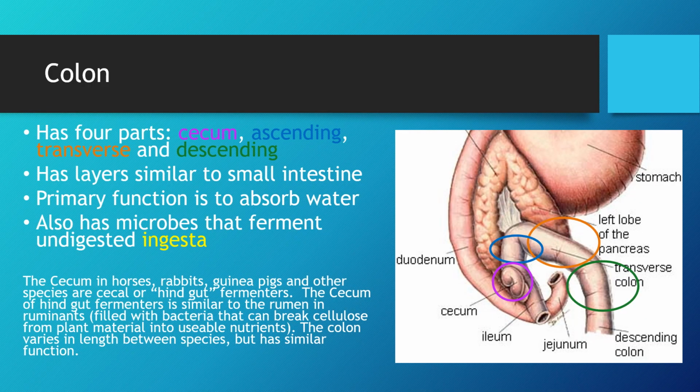So then there's the colon. We're almost done. Don't worry. I know this is a long show. I'm sorry. This has 4 parts to it: the cecum, ascending colon, transverse colon, and descending colon. All of them are colored, and then they're circled here on the side.